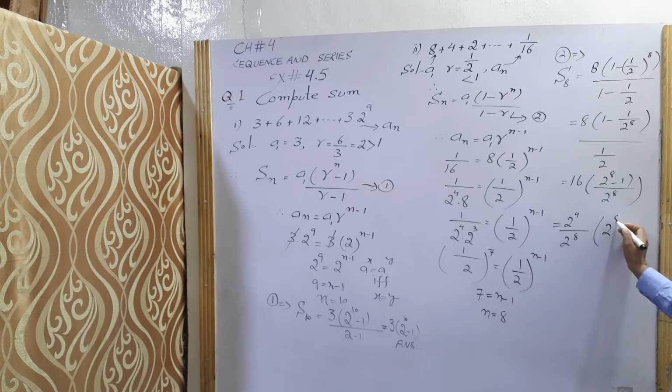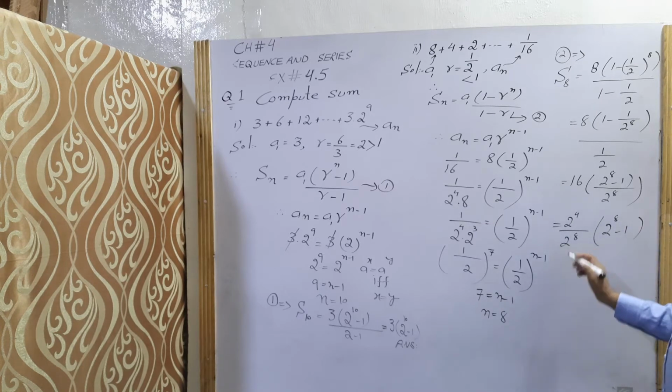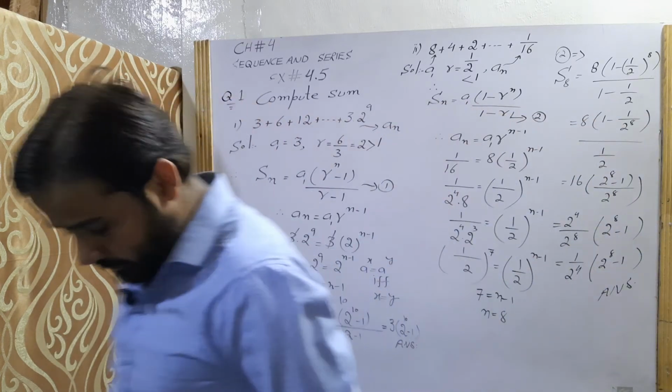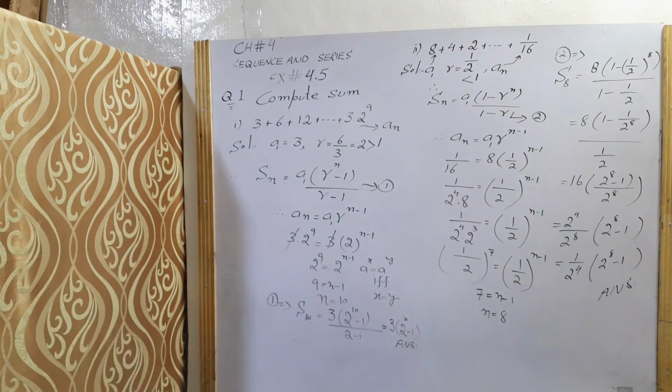This is 2 raised to power 8 minus 1. So this is equal to 1 by 2 raised to power 4, and this is 2 raised to power 8 minus 1. So this is the sum in case of this type of series if r is less than 1.